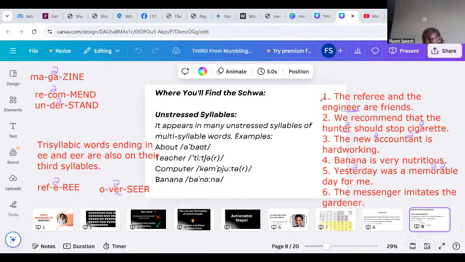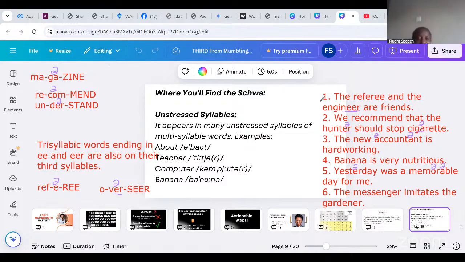Madam Madesola, number 5. Yesterday was a memorable day for me. Memo, not memo. Memorable day. Memorable. Yesterday was a memorable day for me. Okay, Madam Mary. The messenger imitates the gardener. Very well.